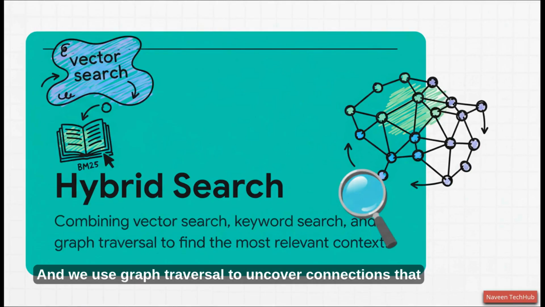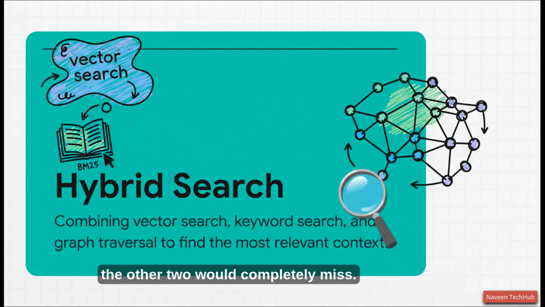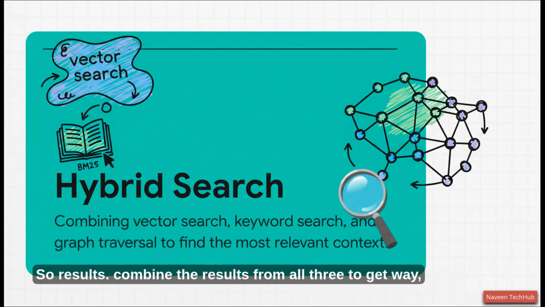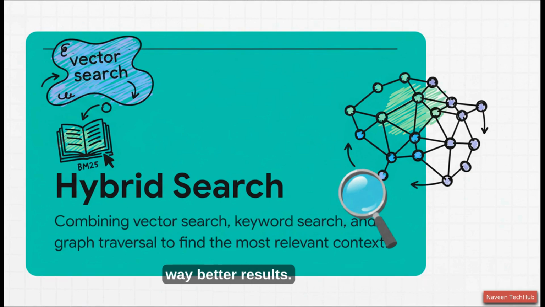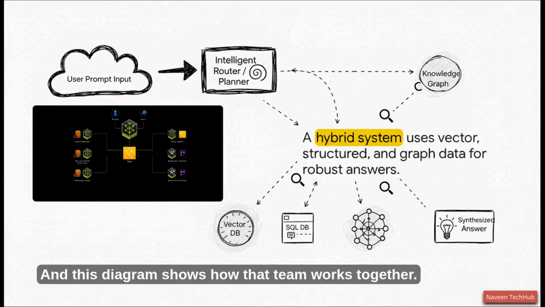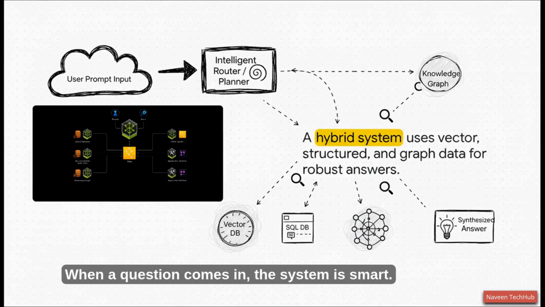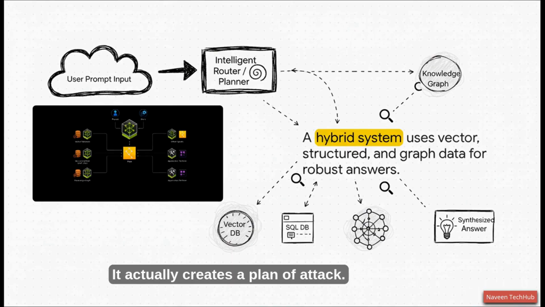And we use graph traversal to uncover connections that the other two would completely miss. We combine the results from all three to get way, way better results. And this diagram shows how that team works together. When a question comes in, the system is smart. It actually creates a plan of attack.